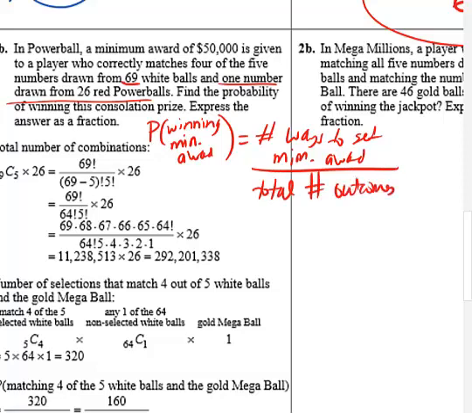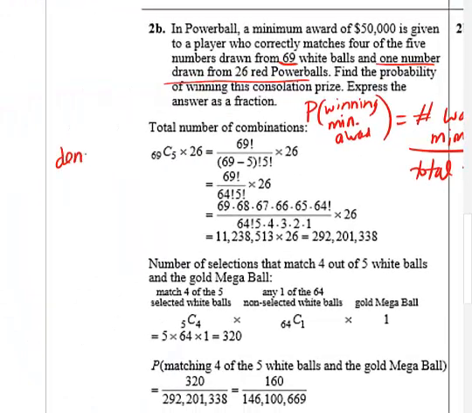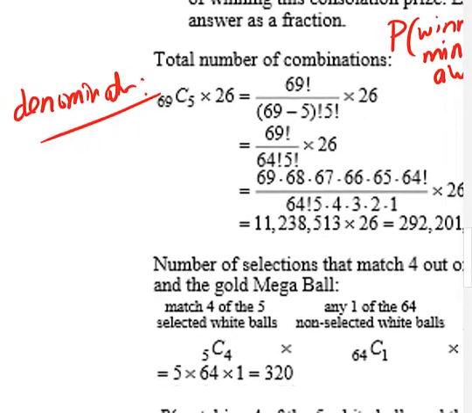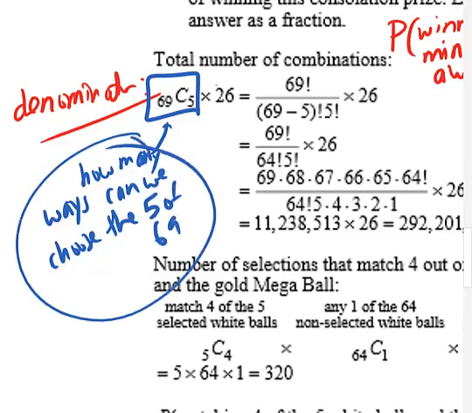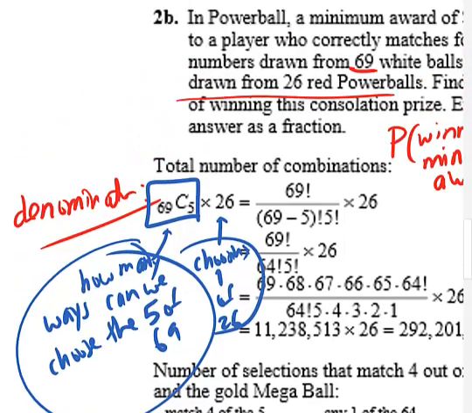So I think what they're doing right now is calculating the denominator. The total number of outcomes: the first part of this is how many ways are there to choose the 5 numbers out of the 69? How many ways can we choose the 5 of 69 white balls, or whatever they're called? And then you have choosing 1 of the 26 for the, what they call the Powerball number.